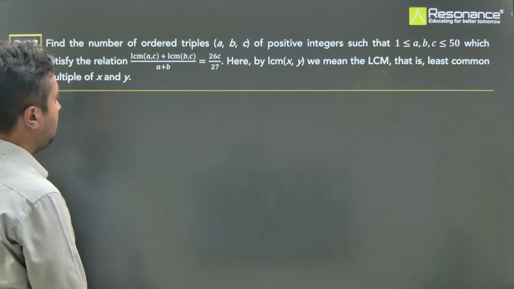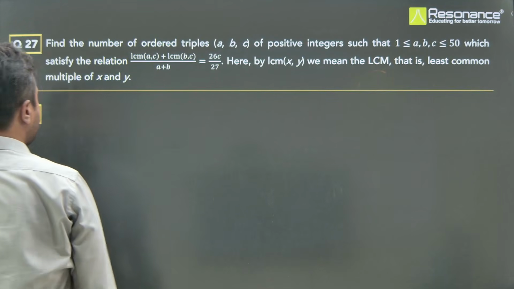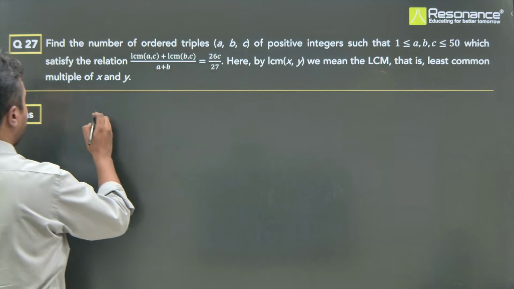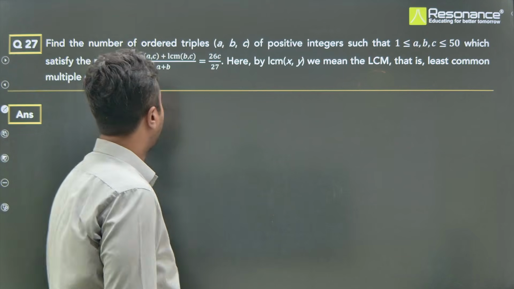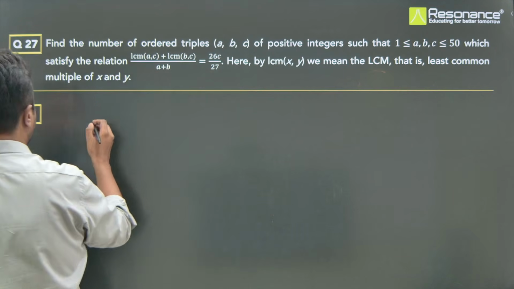Okay. All right, just a few more. So what do we have? We have a, b, c are natural numbers from 1 to 50. And then they satisfy that relation.